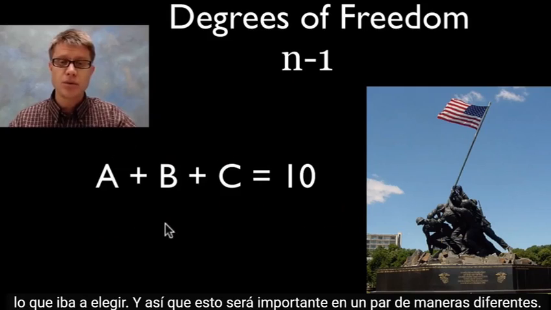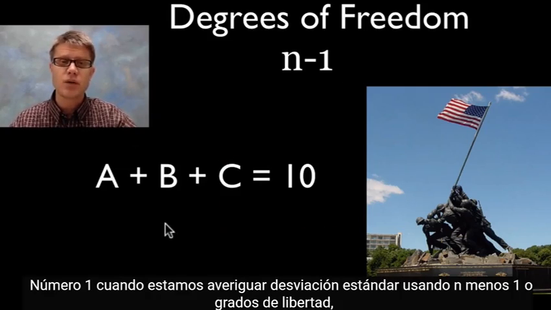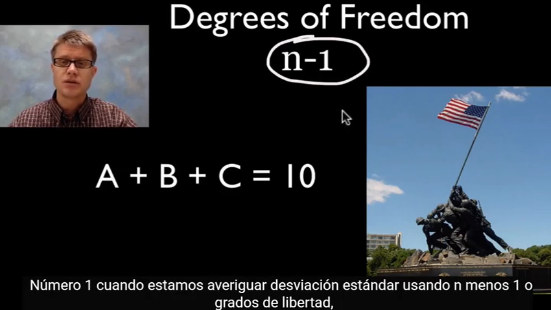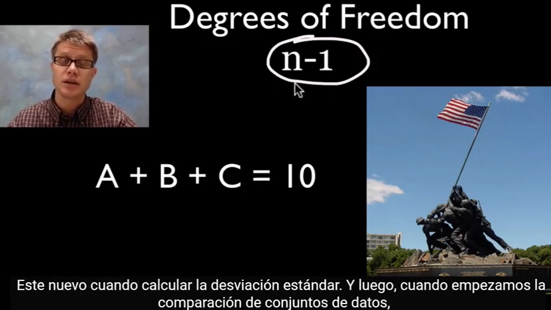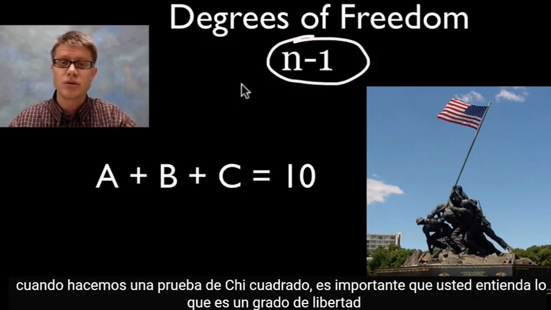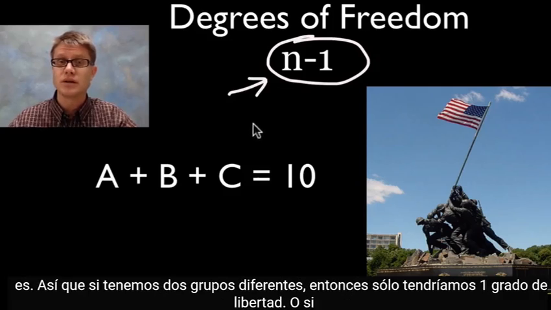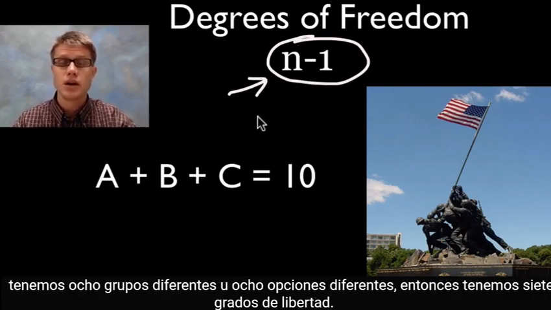And so this will be important in a couple of different ways. Number one, when we're figuring out standard deviation using n-1 or degrees of freedom, we're going to get more accurate results or more precise results. And so you'll see this again when we calculate standard deviation. And then when we start comparing data sets, so when we do a chi-squared test, it's important that you understand what a degree of freedom is. So if we have 2 different groups, then we'd only have 1 degree of freedom. Or if we have 8 different groups or 8 different choices, then we have 7 degrees of freedom.